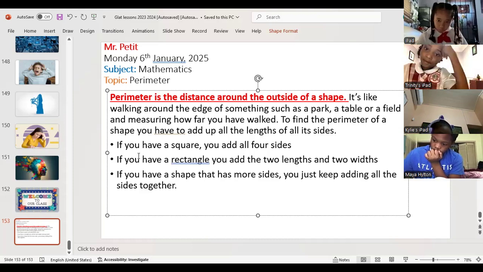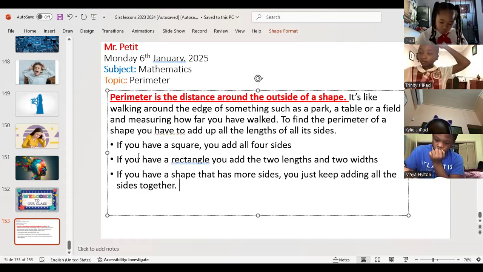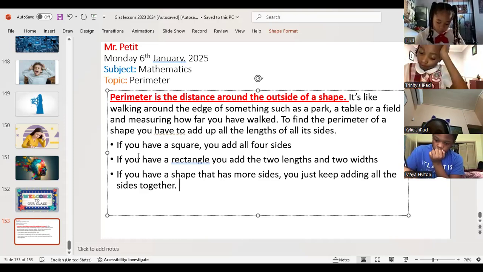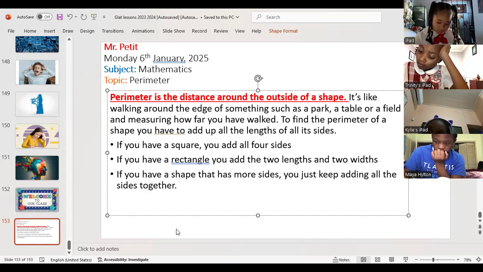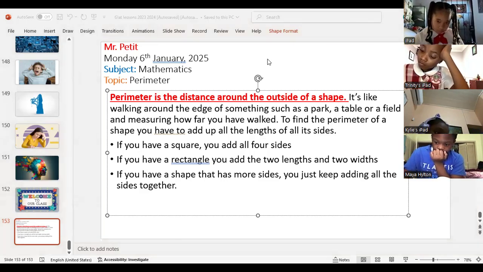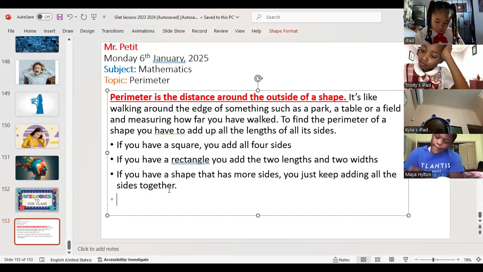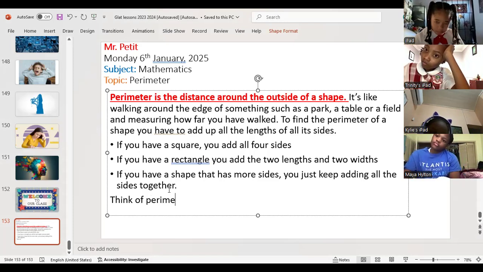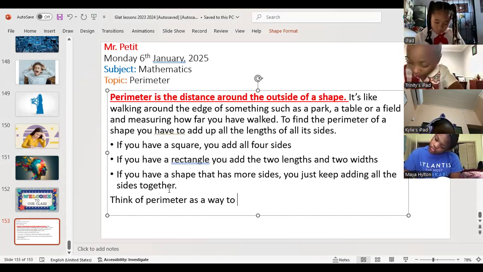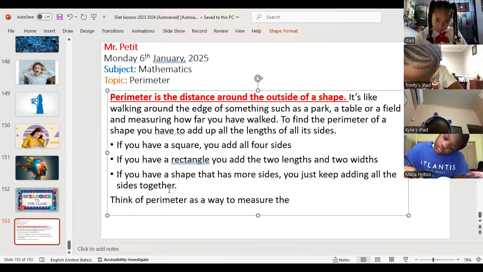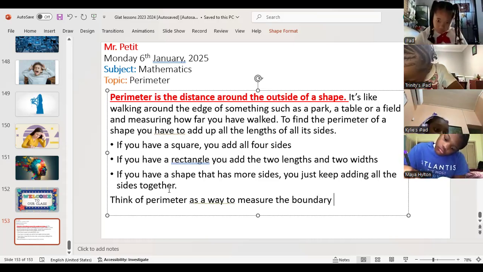So it's useful to think about a perimeter as the boundary of the shape. It's basically like if you're trying to fence something in. If you have a property and you're trying to fence it, that is the perimeter, right? The boundary that is around the object. That's what we mean by the perimeter. So think of perimeter as a way to measure the boundary of a shape or the outside of the shape.